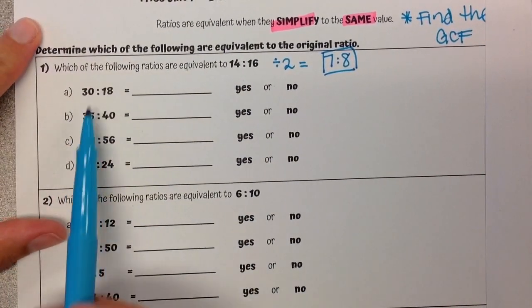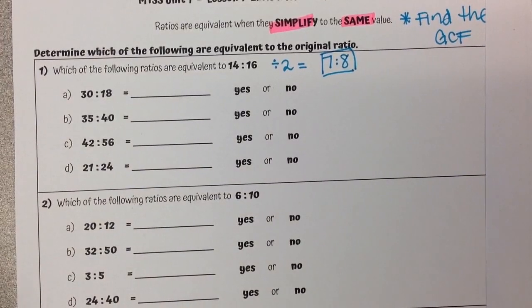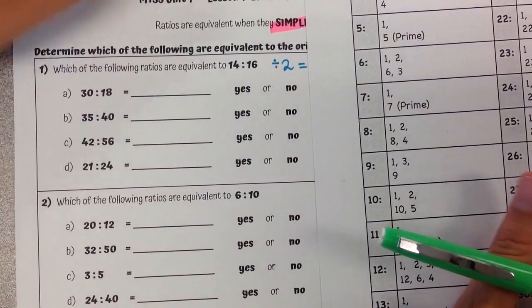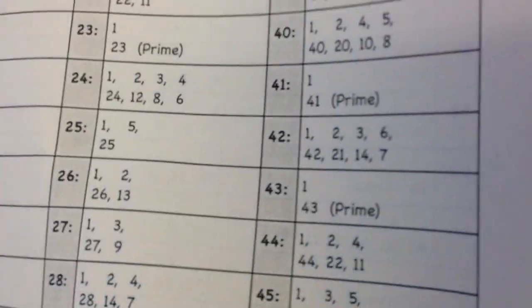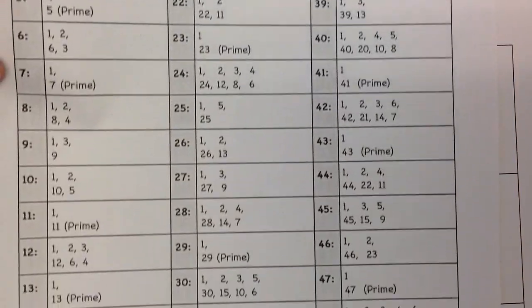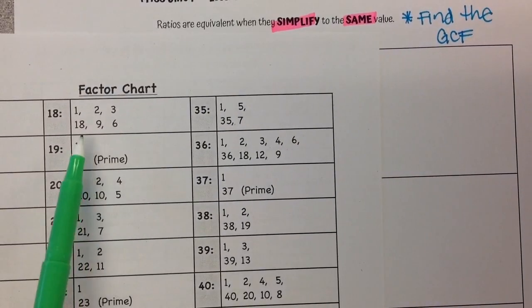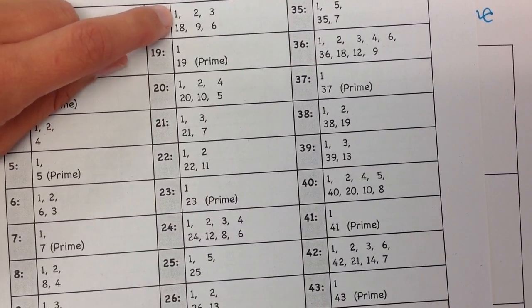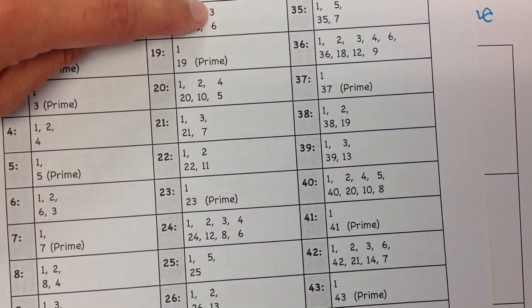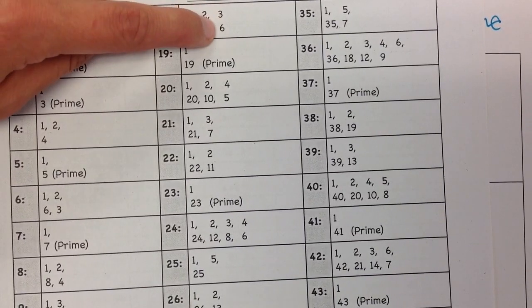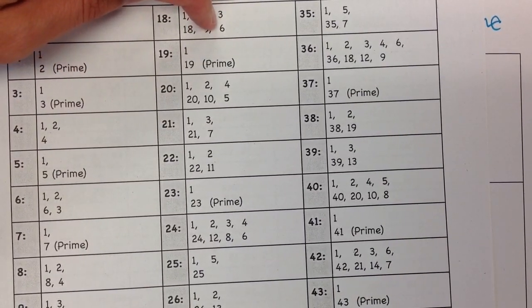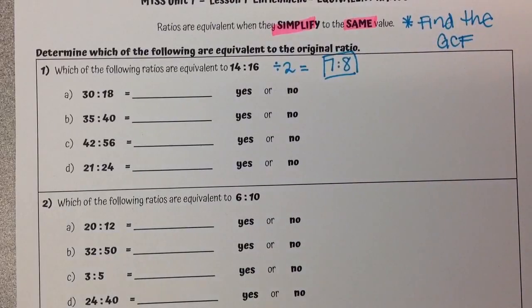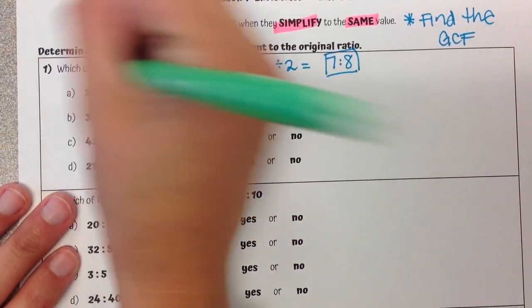Now what we're going to do is simplify all of these and see which of them, could be more than one, matches with 7 to 8. So 30 and 18. I'm going to find those on here. We've got 30 is down here. 18's all the way up at the top. So I can't show both of them on the screen at the same time. But if I look, they both divide by 1, they divide by 2, they divide by 3, not 5, they divide by 6, not 10, not 15, not 30. So the highest number they both divide by is 6.